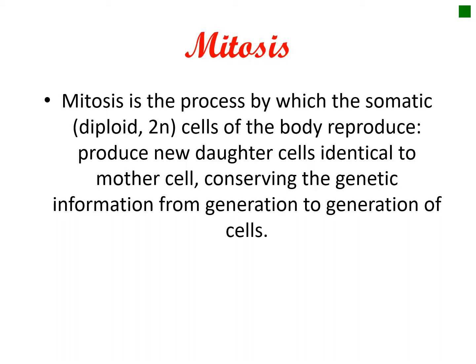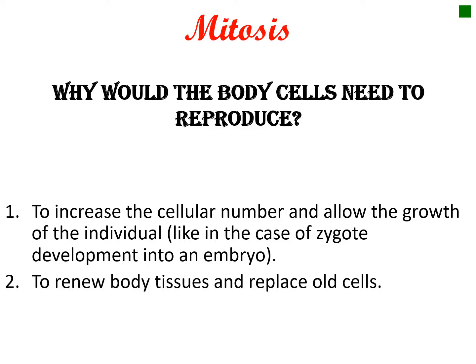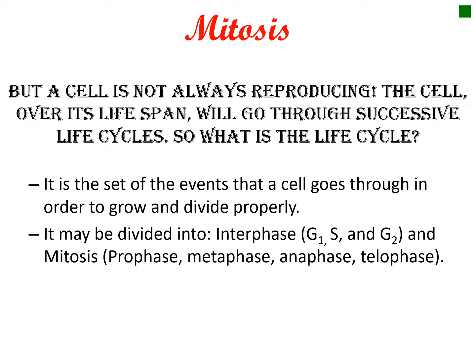Mitosis is the process by which somatic cells, diploid cells, or 2N cells of the body, produce new daughter cells. They are identical to the mother cells. Why would the cells need to reproduce? First, to increase the cellular number. Second, to renew body cells and tissues, and replace the old cells.